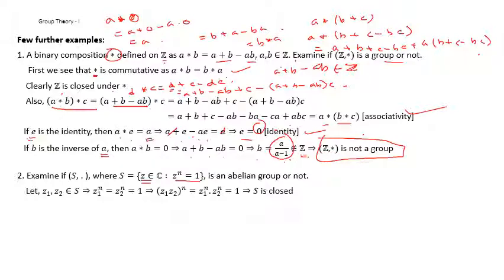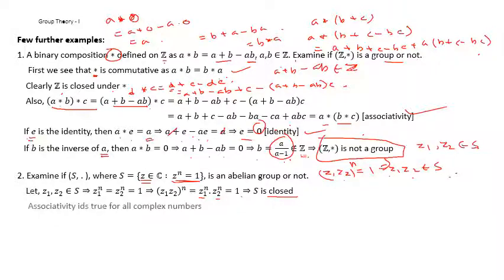Then what is z1 z2 to the power n? This is nothing but z1 to the power n z2 to the power n, which is 1 because this is 1 and this is 1. তার মানে কি বুঝতে পারলাম যে z1 z2 to the power n is also 1. তার মানে z1 z2 is এই ইকুয়েশনকে স্যাটিসফাই করছে. তার মানে z1 z2 belongs to S. তাহলে z1 এবং z2 belongs to S implies z1 z2 belongs to S. তার মানে S is closed.